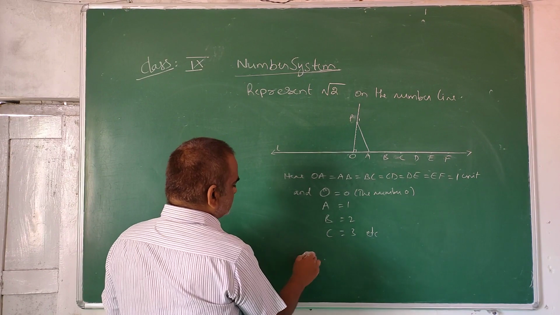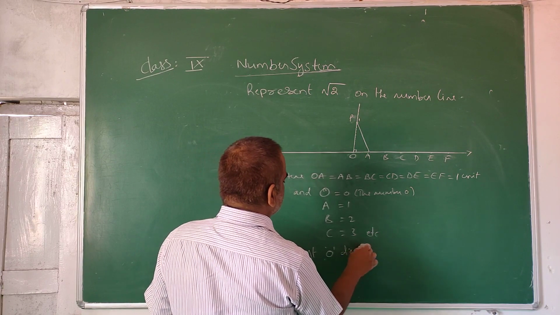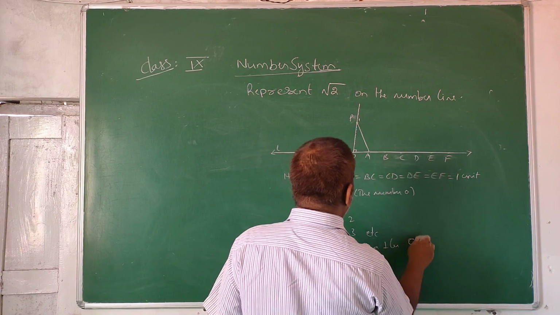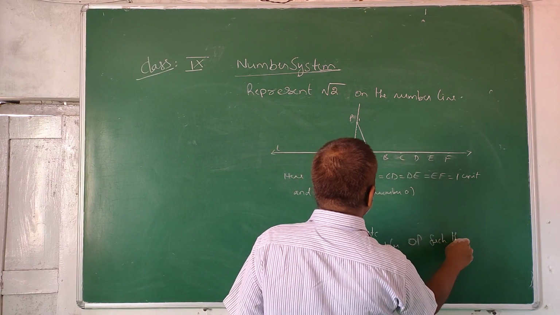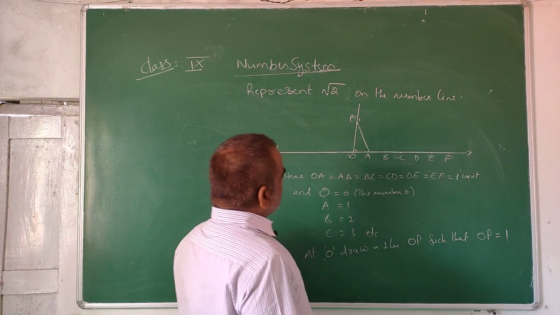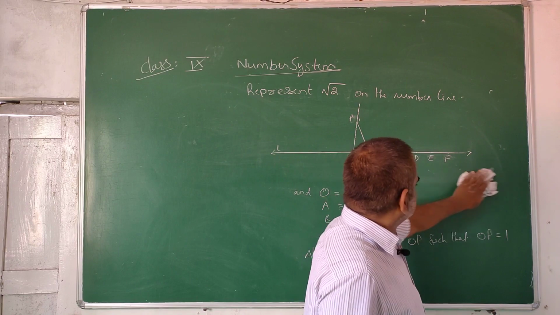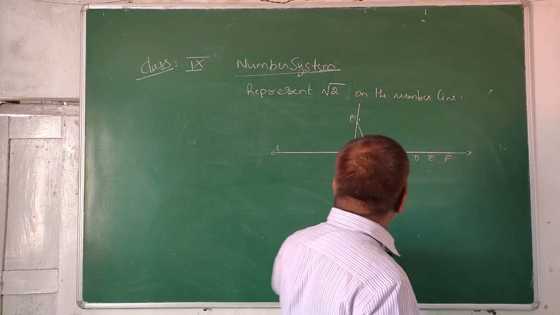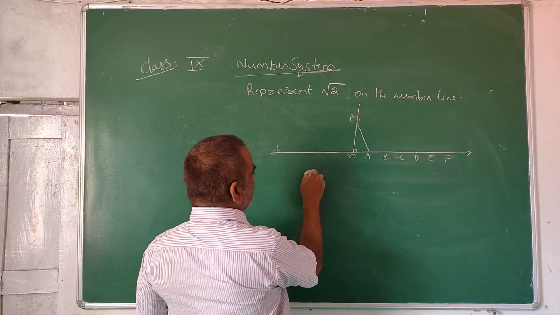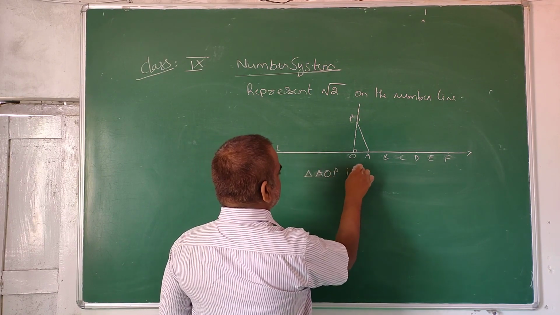Now at O, draw a perpendicular OP such that OP is equal to 1 unit. Are you following? So now triangle AOP is a right angle triangle. So triangle AOP is a right angle triangle.